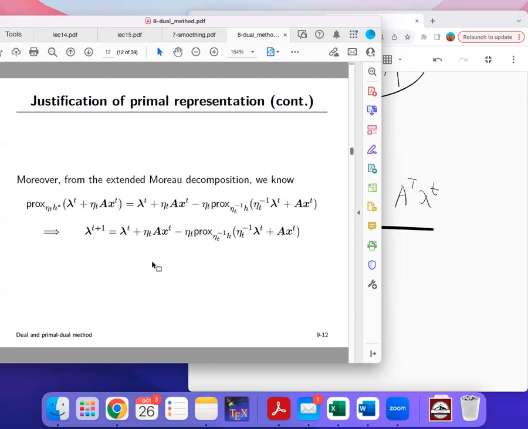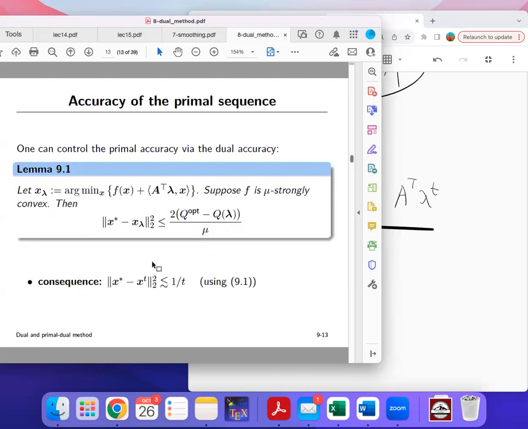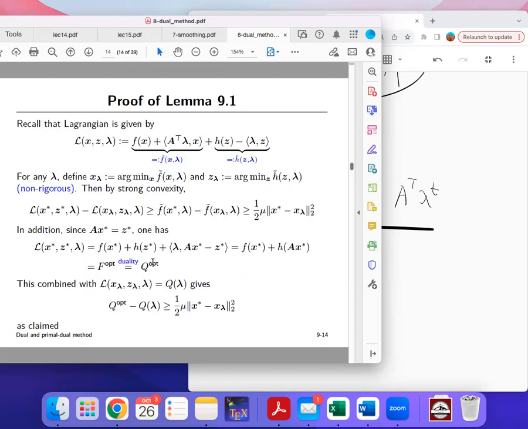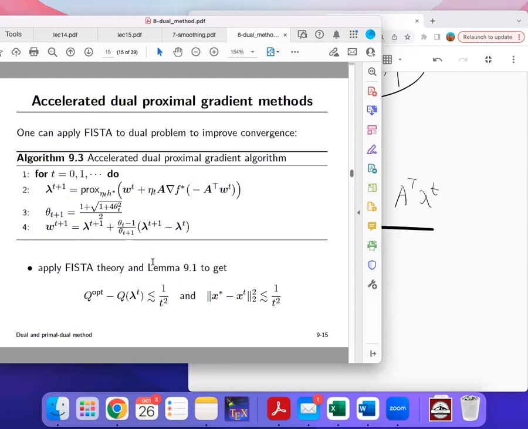Okay, I think I will stop here today. This is the dual proximal gradient method. Next time we can briefly talk about the analysis of this algorithm.